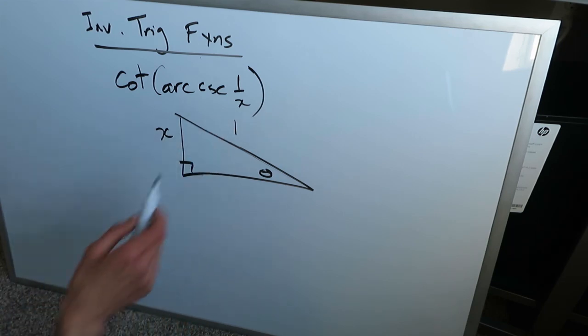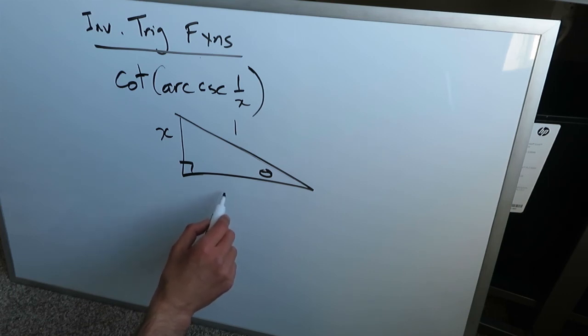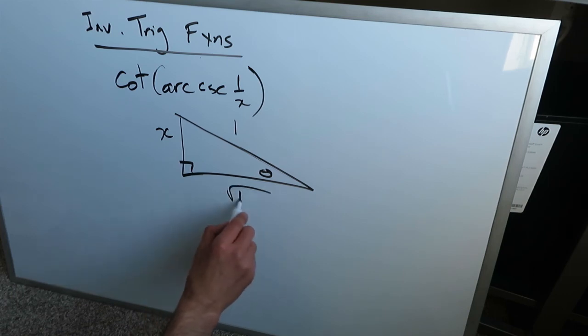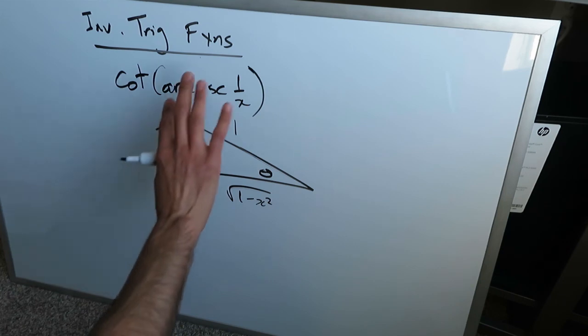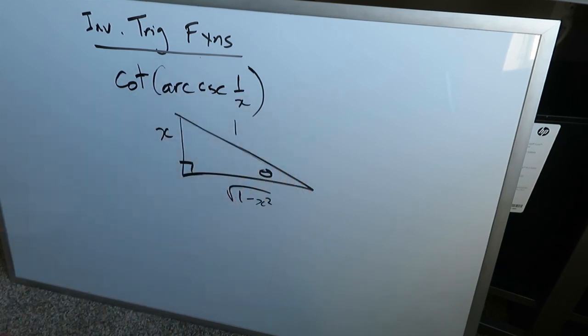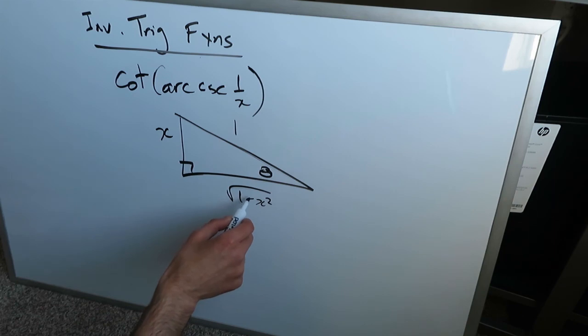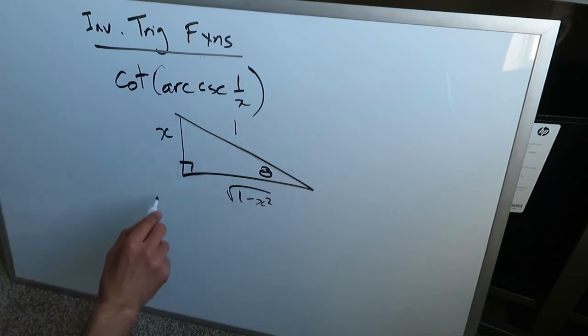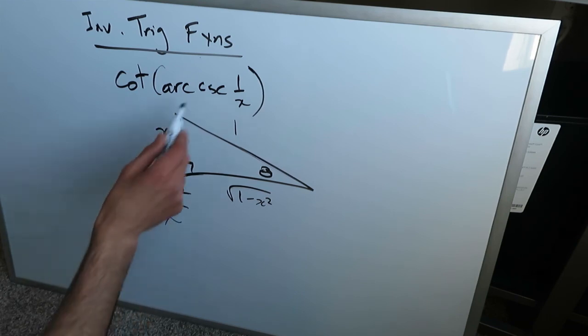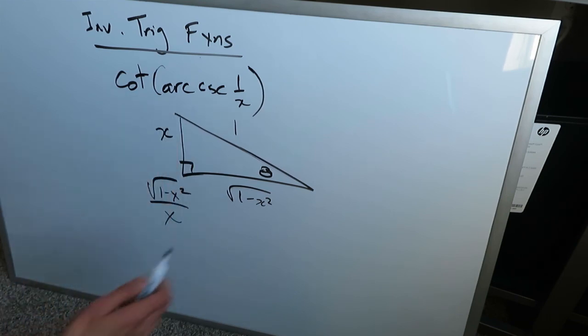a squared plus b squared equals c squared. b squared must be equal to c squared minus a squared, which is 1 minus x squared, and then of course the square on the other side becomes a root. Now all you've got to do is find the cotangent. With everything always in relation to your theta, the cotangent would be adjacent over opposite. It would be the square root of 1 minus x squared over x. You'll see this quite a bit in calculus.